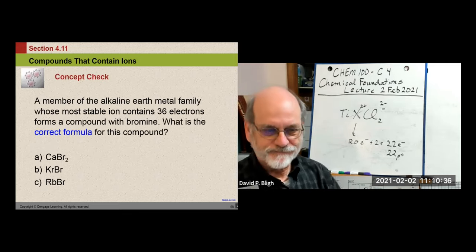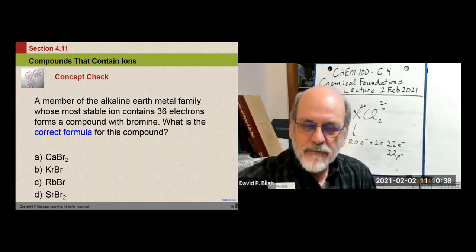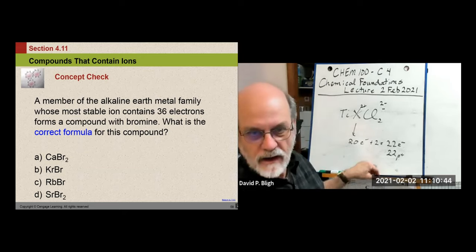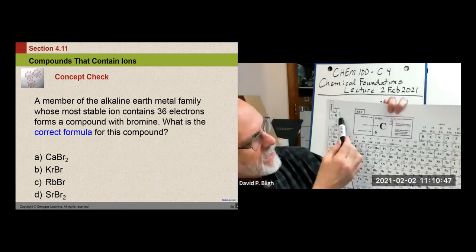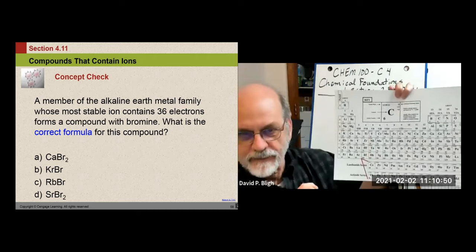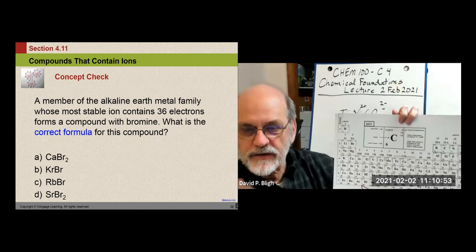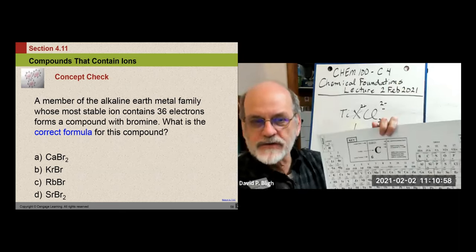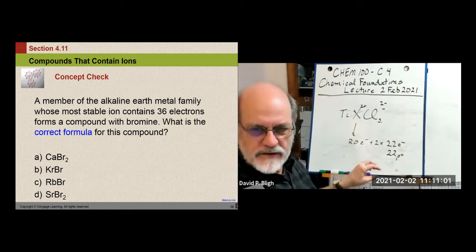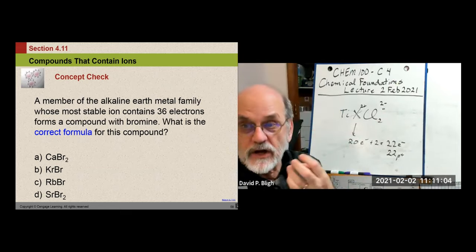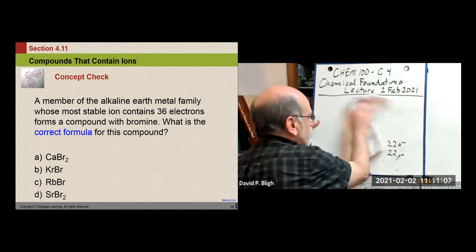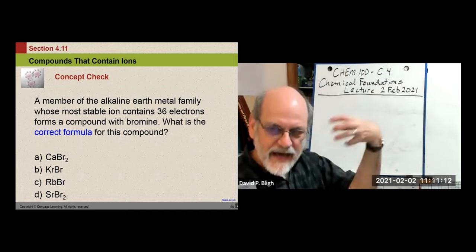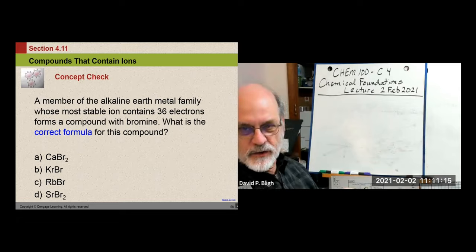I'm just slow. Okay. If we're given a member of the alkaline earth metal family, so which one is that? A member of the alkaline earth metal family is in the second column. So it has to be one of these. Most stable ion contains 36 electrons and forms a compound with bromine. What's the correct formula? All right. So let's extract from this word problem the information that we know.